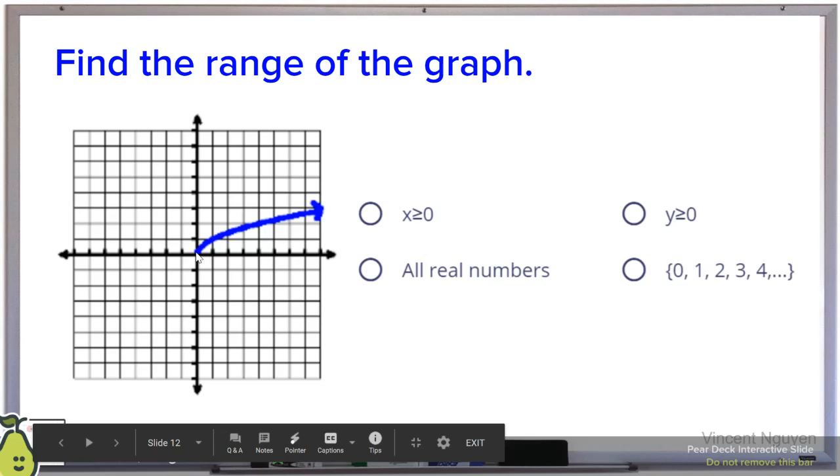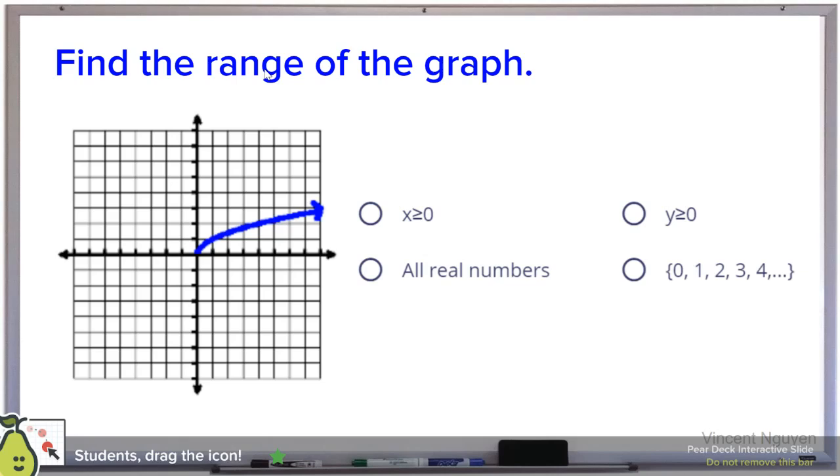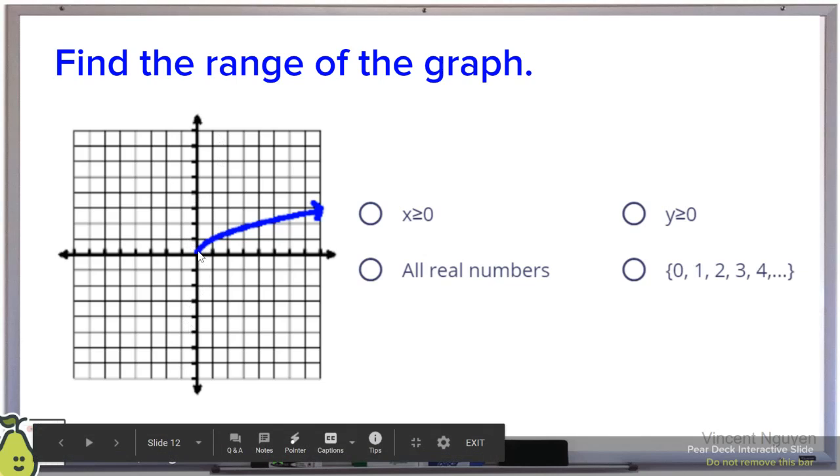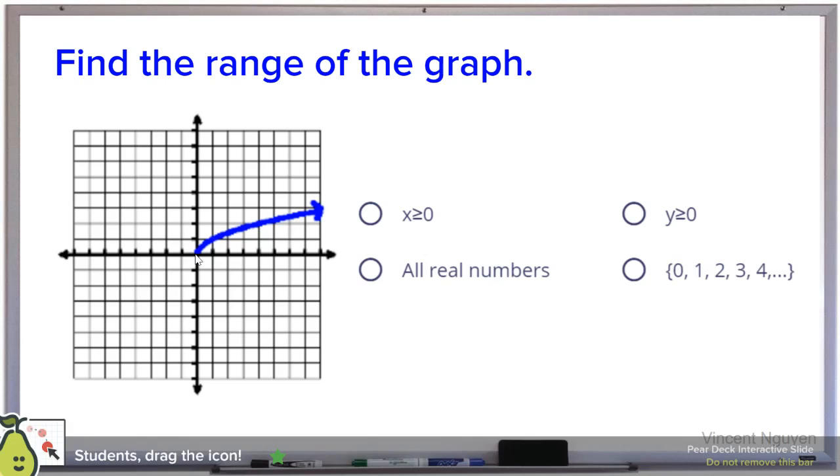The graph looks like it starts, if I'm doing the range, right? Remember, range is up and down. It looks like it starts at the origin, which is 0. And then it keeps going up and up and up. And then the arrow indicates that it keeps going indefinitely, right? So it starts at 0 and then goes up in the positive infinity direction. So I would say that y is anything greater than 0, including 0. I want to include 0 because there is no open circle here.